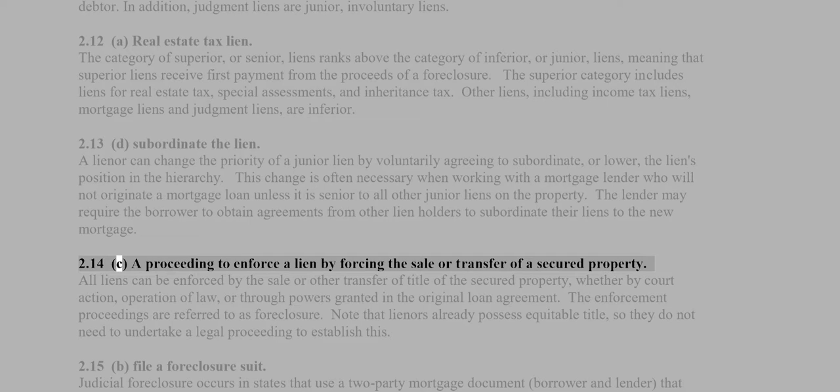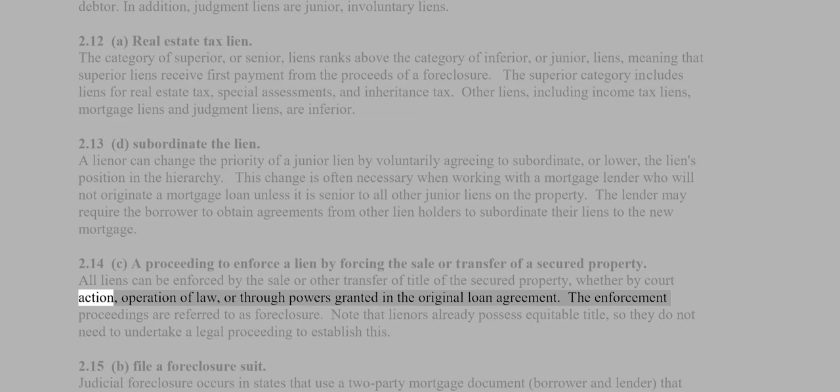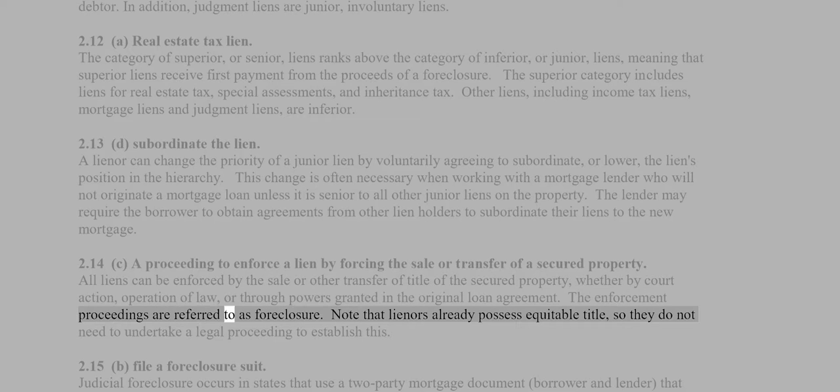2.14 C. A proceeding to enforce a lien by forcing the sale or transfer of a secured property. All liens can be enforced by the sale or other transfer of title of the secured property, whether by court action, operation of law, or through powers granted in the original loan agreement. The enforcement proceedings are referred to as foreclosure. Note that lienors already possess equitable title, so they do not need to undertake a legal proceeding to establish this.